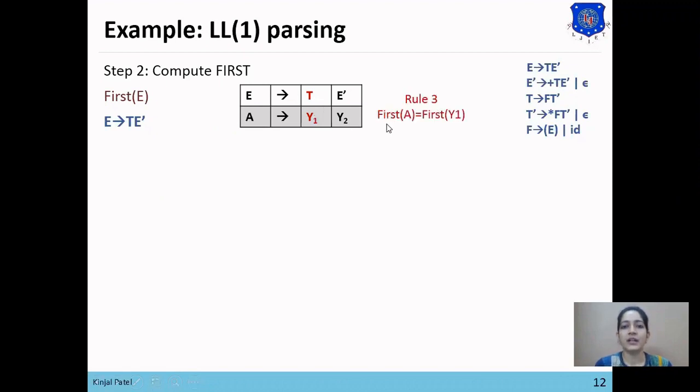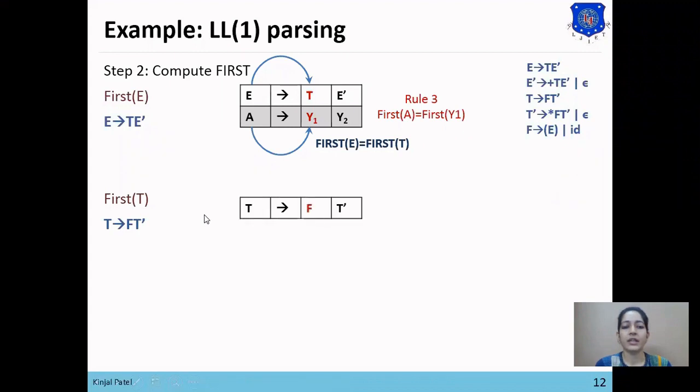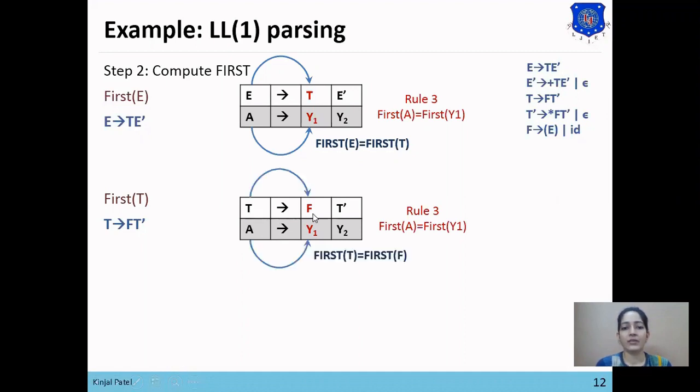So it matches A produce y1 y2. Now rule 3 says that if there is a non-terminal at the first position, then first of T will be added into first of E. First of T will be added into first of E. So for that we need to find first of T. The production of T is T produce F T dash, and it also matches rule 3. Here the non-terminal is present at the first position, so we need to find first of that non-terminal. So to find first of T, we need to find first of F.